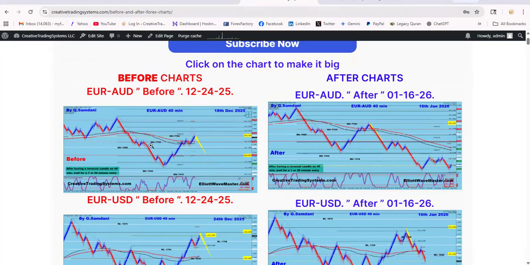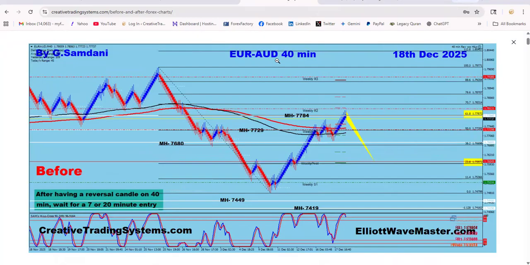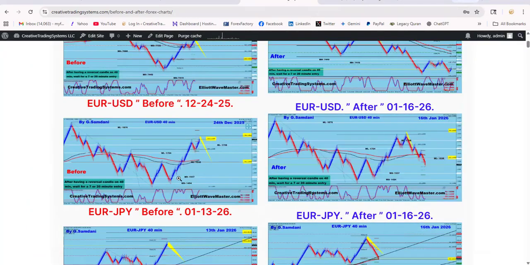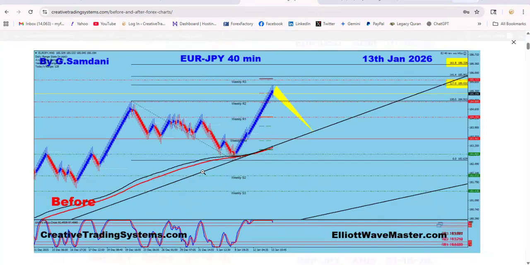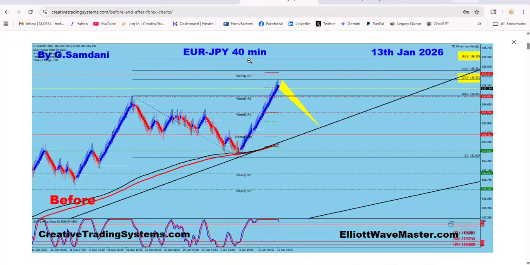You can see here, let me make it bigger. See the Euro Aussie 40-minute chart, or for example this Euro Yen 40-minute chart. What the heck is a 40-minute chart? These are Renko candles actually, Uni Renko candles. They are very rare, and I have a special indicator to draw these candles.